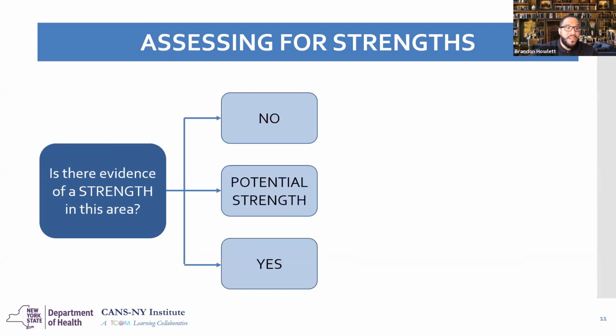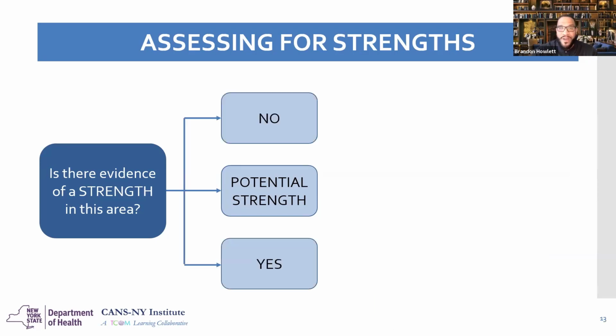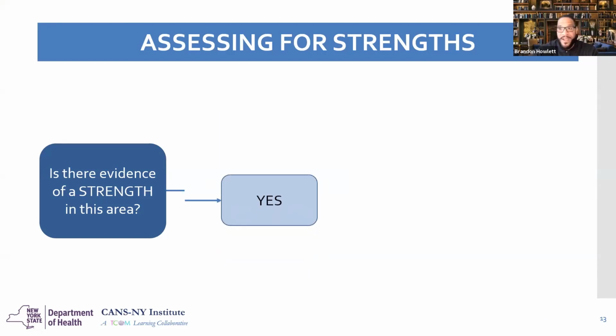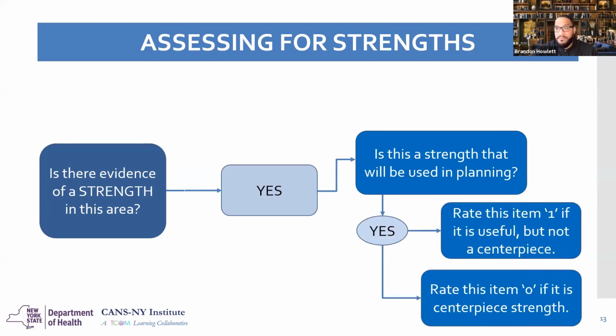If the answer to that question is, well, maybe, then we would rate that potential strength, that maybe, as a 2. Okay, so there's some potential here. Perhaps we need to build upon it. That would be a 2. We can't yet use it in our plan of care. Lastly, if we answer that question and it's a yes, then obviously we have some decisions to make, either a 0 or a 1. The 1 being, yes, it's useful, but not quite a centerpiece. And the 0 being absolutely yes, it's a centerpiece. We can use it today in our planning.